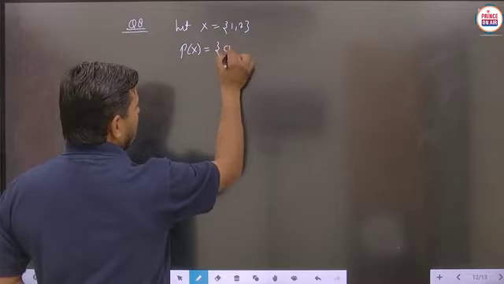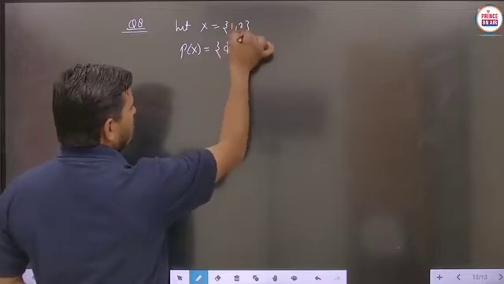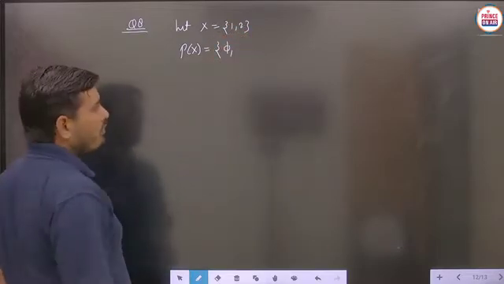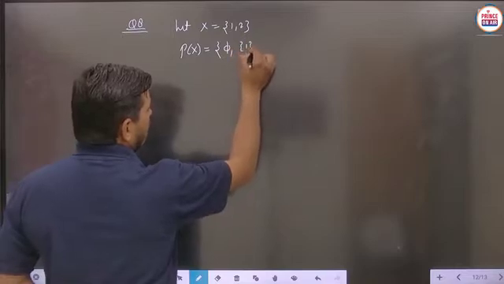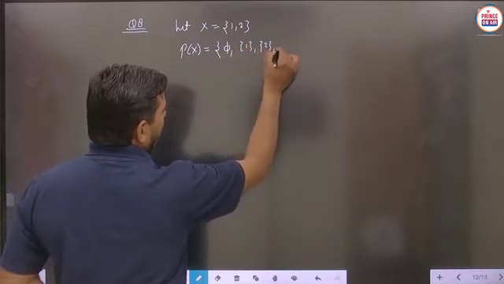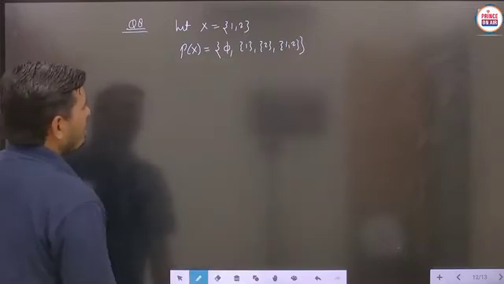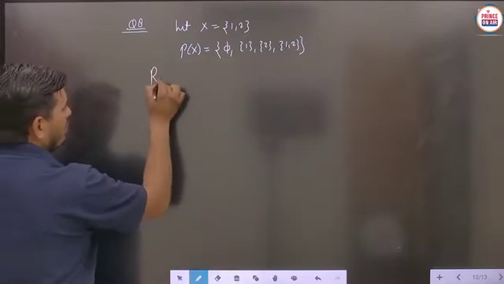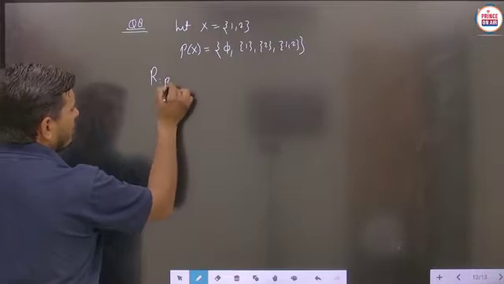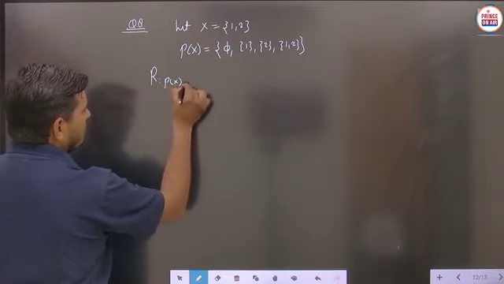So the power set is the set of all subsets. How many subsets will there be? 2 raised to the power 2, that is 4. So you can write all the subsets. This is P(X), and any relation R is to be defined from P(X) to P(X). Is it clear?